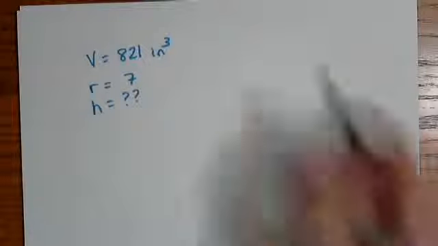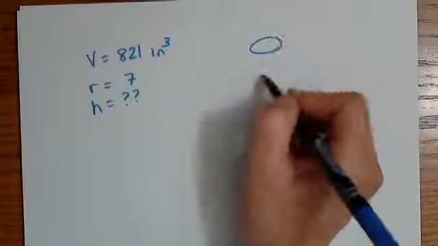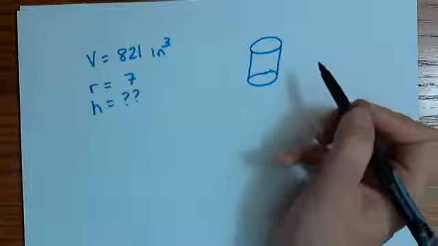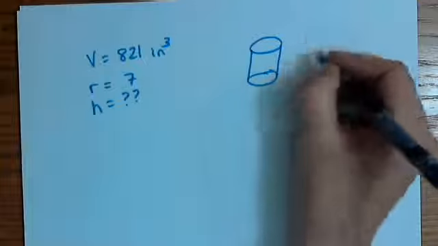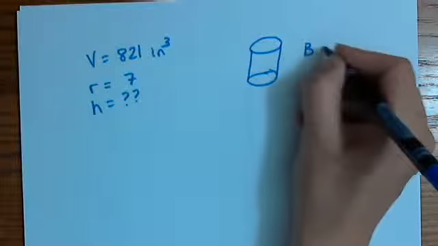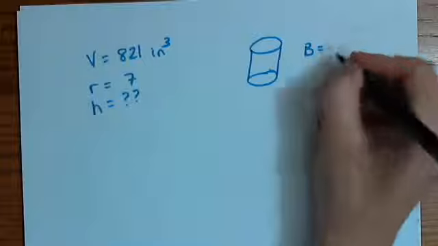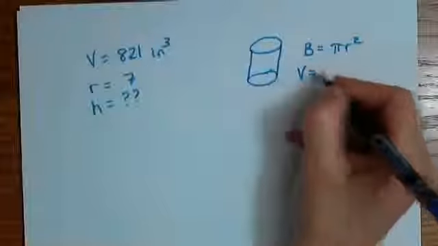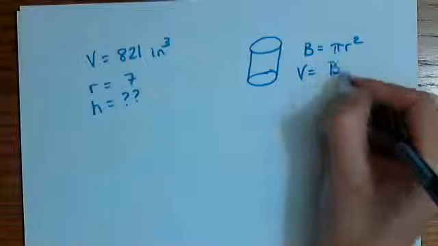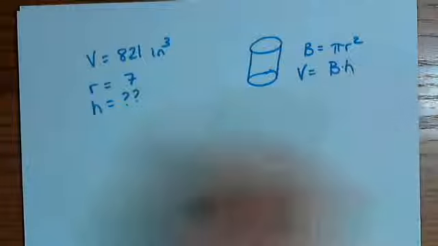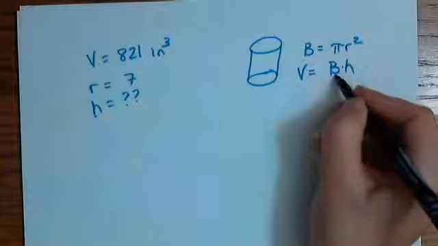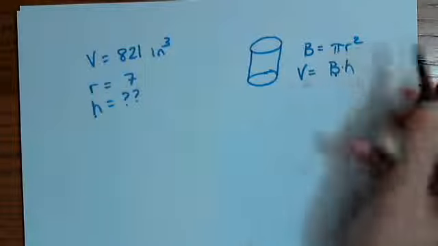Well, if you have a cylinder, you might have forgotten some of this information, but you should know that the area of the base, capital B, is going to be pi r squared, right? And the volume of the cylinder is going to be the area of the base times the height. Well, the height is what we don't know. Do we know the area of the base? Well, we can figure that out.